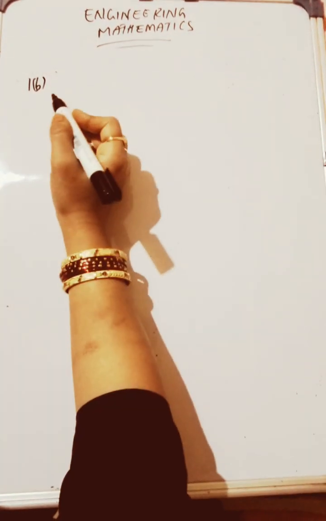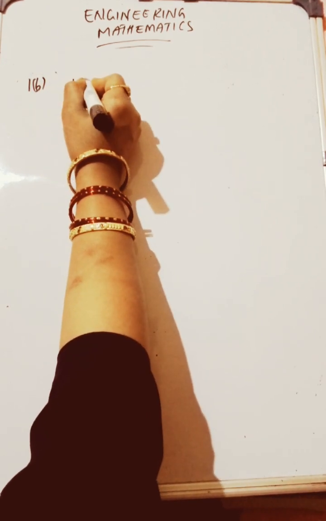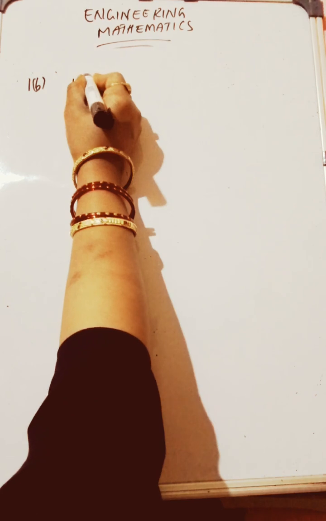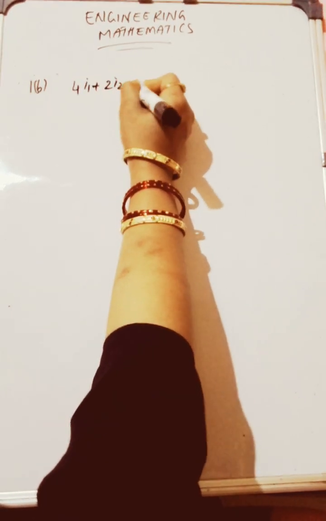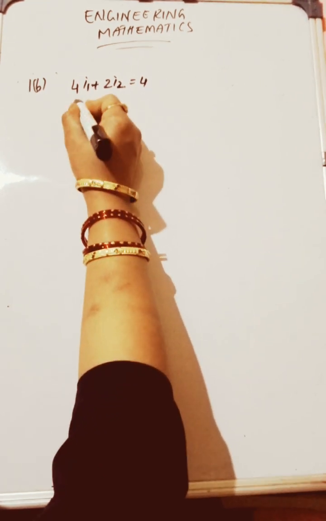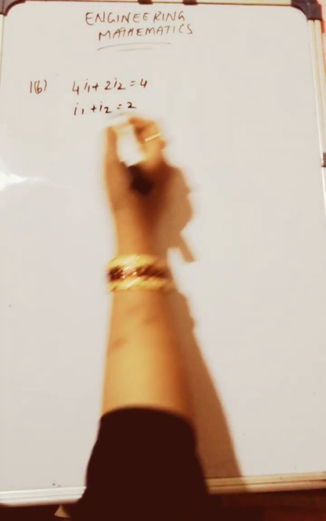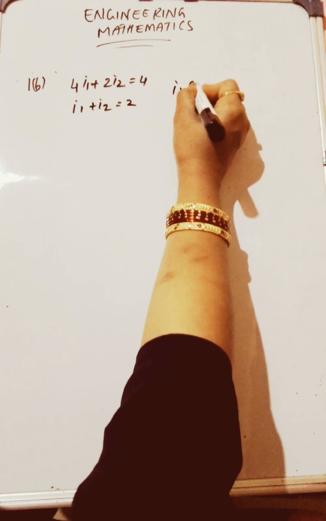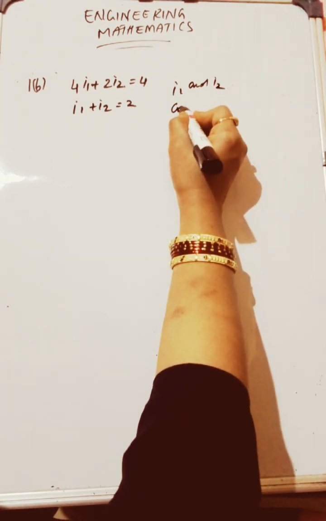Next problem: in a mesh analysis formulation, the following equations are obtained: 4I1 plus 2I2 is equal to 4, and the next one is I1 plus I2 is equal to 2. Obtain the currents I1 and I2 using Cramer's rule.